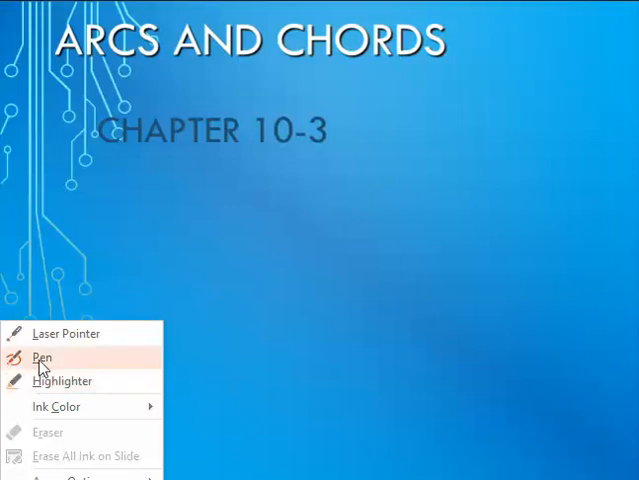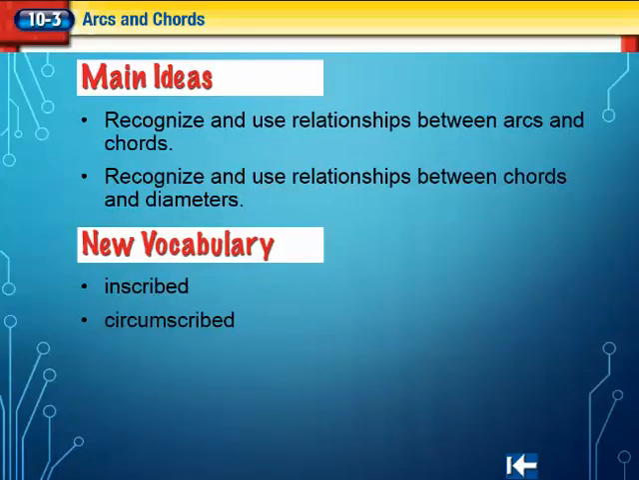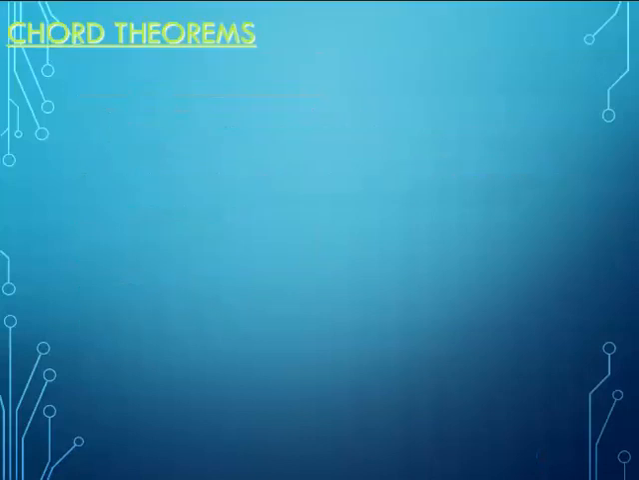Arcs and Chords is the title of our Chapter 10, Section 3. Okay, you should be familiar with those two words at this point. So we want to be able to recognize and use relationships between arcs and chords, as well as recognize and use relationships between chords and diameters. Remember, we learned that a diameter is a special kind of chord. So some new words that you will encounter will be inscribed and circumscribed and that kind of good thing.